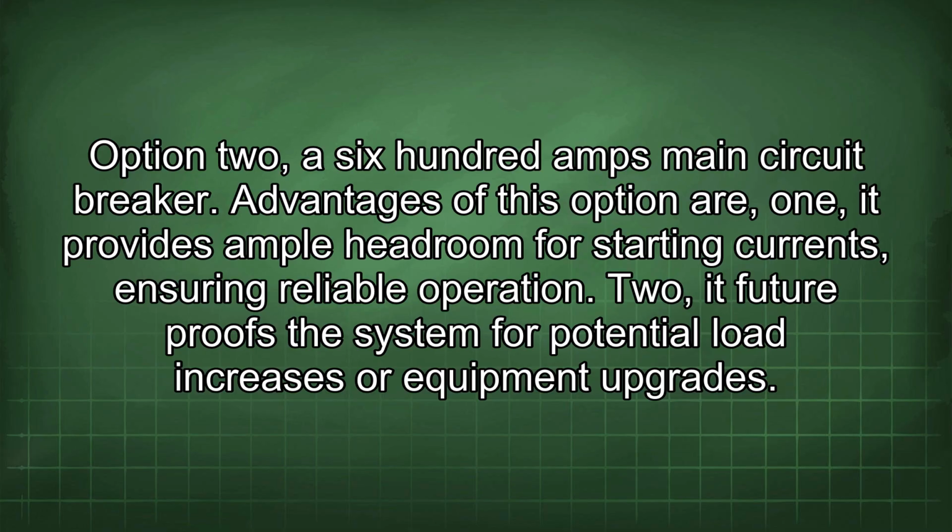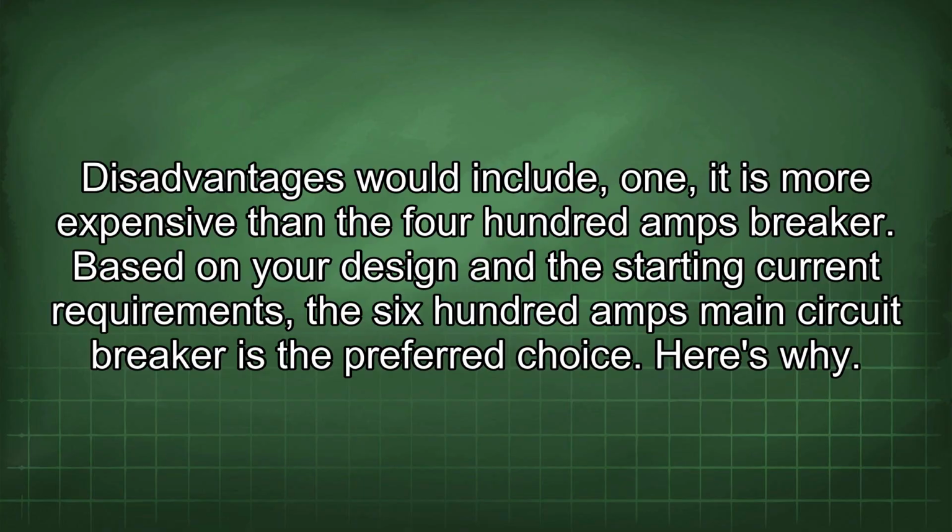Option 2, a 600 amps main circuit breaker. Advantages of this option are: 1. It provides ample headroom for starting currents, ensuring reliable operation. 2. It future-proofs the system for potential load increases or equipment upgrades. Disadvantages would include: 1. It is more expensive than the 400 amps breaker.